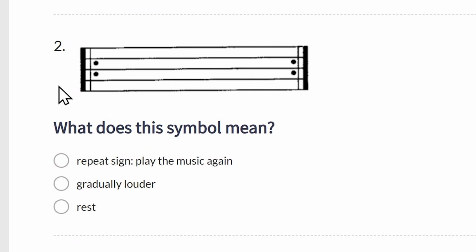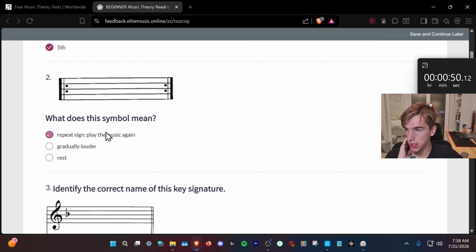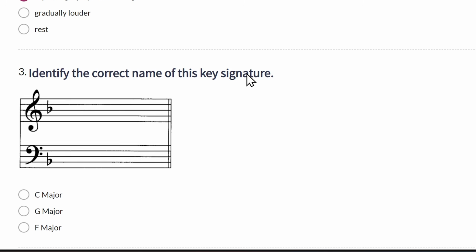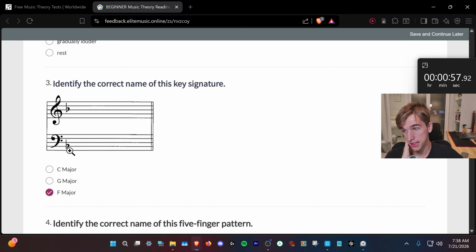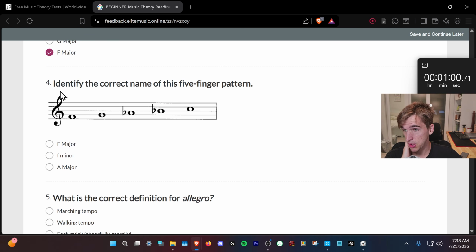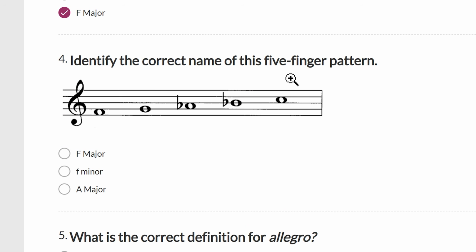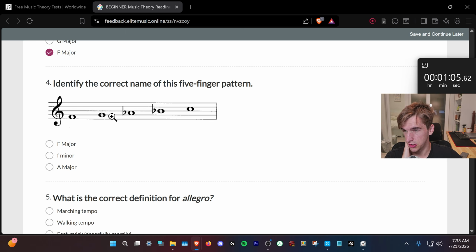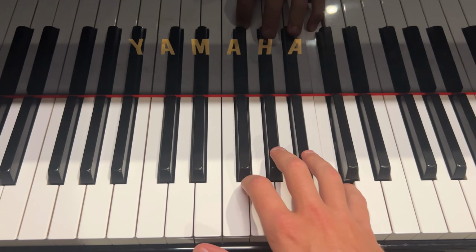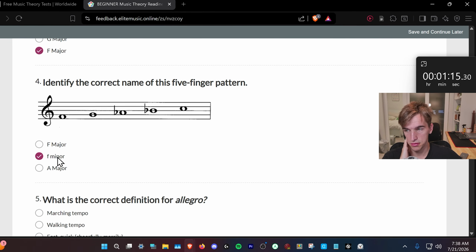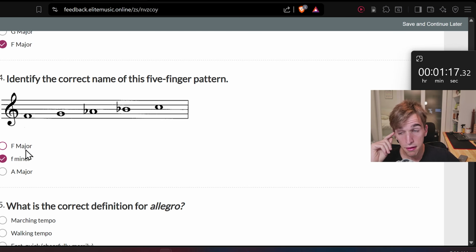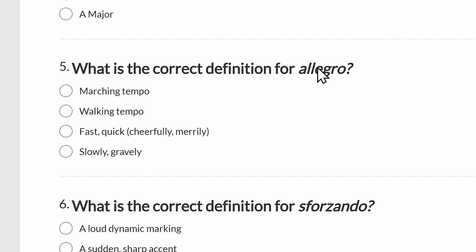Boom, let's go quicker. What does this symbol mean? This symbol means you play the music again because of the 2 little dots. Okay, identify the correct name of this key signature. This is F major because it's B flat. Okay, let's keep going. Identify the correct name of this 5-finger pattern. F, G, A flat, B flat, C. That's F minor. It's the same thing as A flat major, but since we're starting on F, then it's F minor.